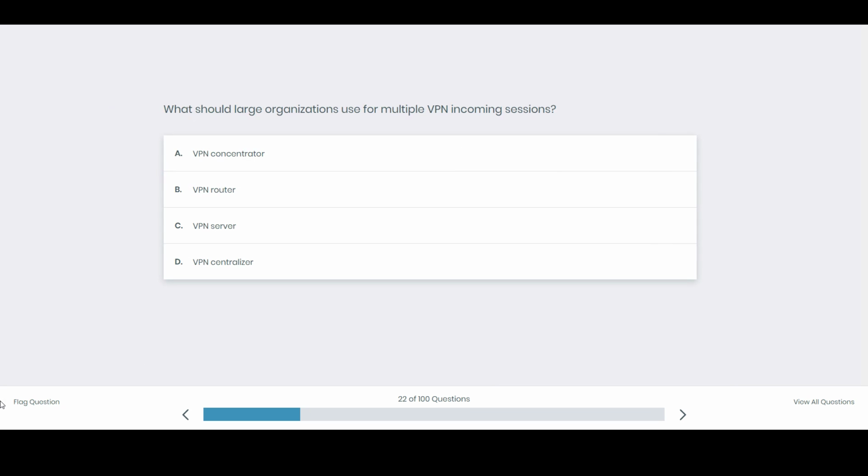All right, let's go. What should a large organization use for multiple VPN incoming sessions? I'm not sure about this one. Let's read it again. What should a large organization use for multiple VPN incoming sessions?